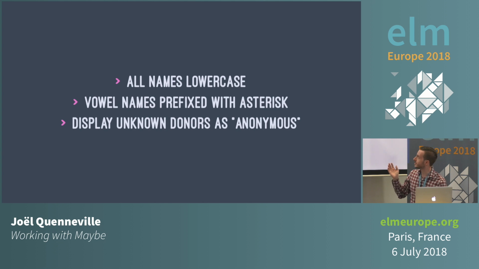Here are the requirements. They want all names to be lowercase, but donors whose names start with a vowel, who doubly support the mission, we're going to put an asterisk in front of their name to mark them as special. And then finally, some people prefer to donate anonymously, and so we're just going to write anonymous. Note that anonymous starts with the letter A, that's a vowel. Do not put an asterisk in front of that. That doesn't count.